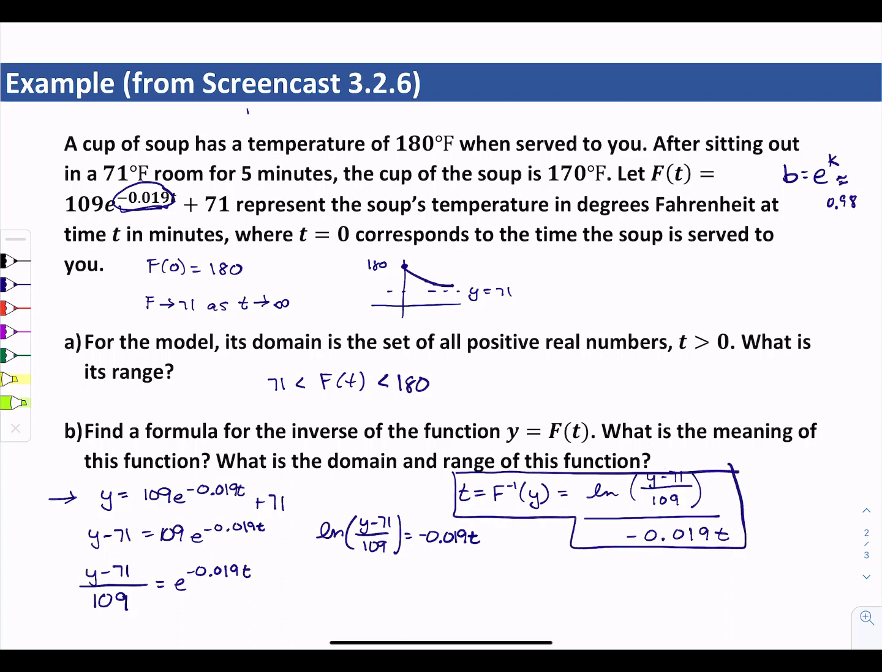And then we were asked, what is the meaning of this function? So if t is a function of y now, the meaning is that time in minutes is a function of temperature in degrees Fahrenheit.